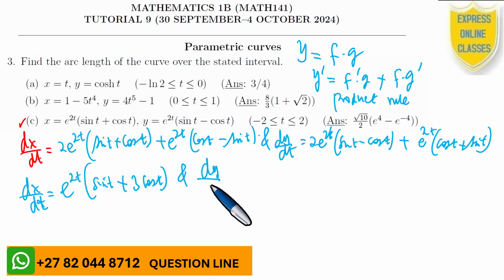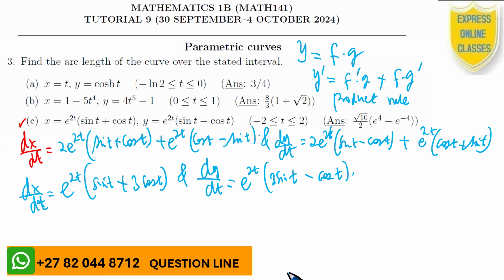Right, so we have dy/dt: 2e^(2t) sin t plus sin t, then this e^(2t), then we have 3 sin t. Then we have 2e^(2t) minus cos t plus e^(2t) cos t, then the 2 is negative, so it's going to give us the negative of the cosine of t, like this. Okay, now this is exactly what we have here.